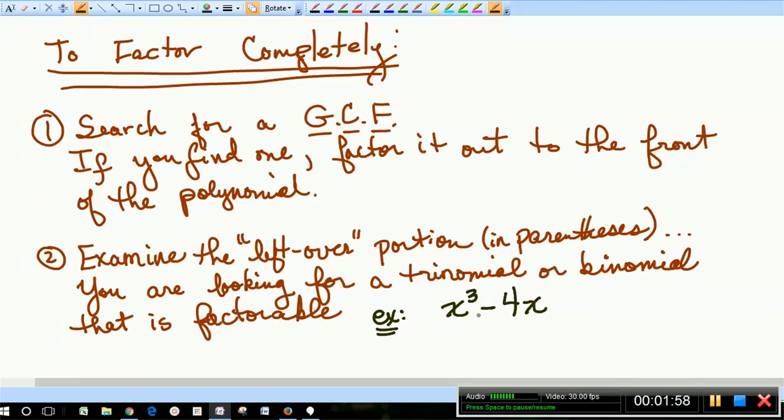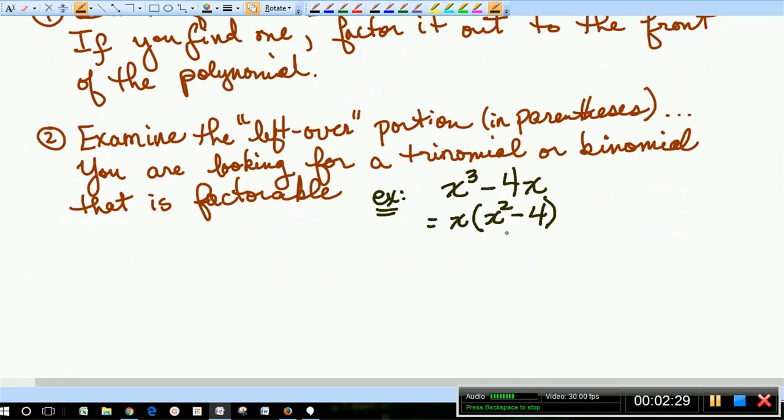Step 1 was to find that GCF and bring it out to the front. If you look closely, they both have an x, at least 1x. So we're going to factor out the greatest common factor, taking the smallest exponent. We factor out the first power of x. What's left over is x squared minus 4. So that's step 1. Step 2 is when we're looking for a binomial or a trinomial that is factorable. What we're going to learn soon, and today in this video actually, is that this is what we'll call the difference of two squares. And here is how it factors out.